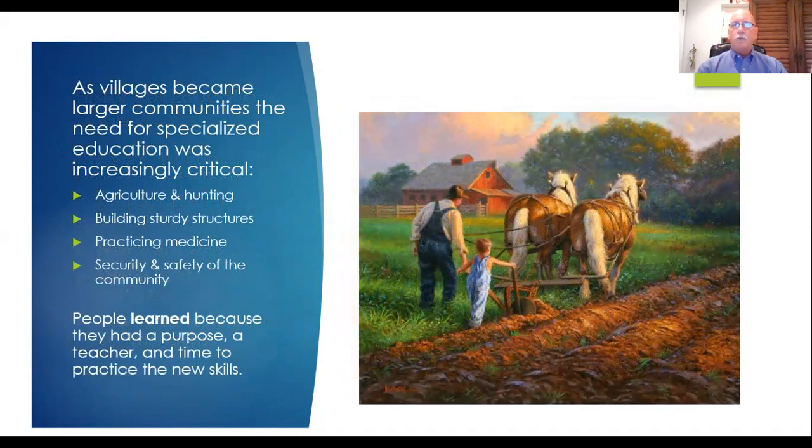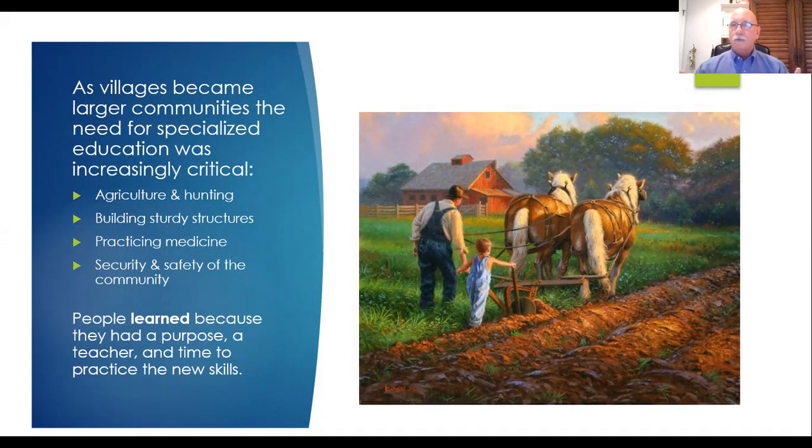So as these villages grew and as communities became larger and more advanced, the need for education grew as well. And specialized education was required. We needed to fine-tune our skills. Here's an example or a photo of a father who's a farmer teaching his son how to farm. So typically in history, you did what your parents did. If your father was a doctor, then you were a doctor. If your father was a farmer, you were a farmer, and so on.